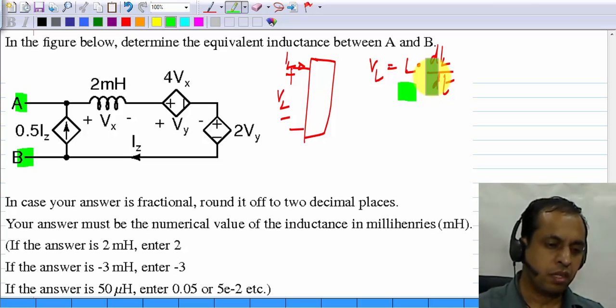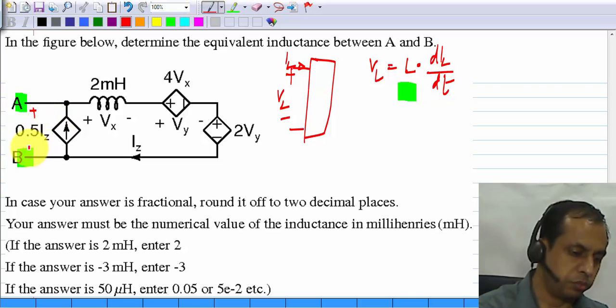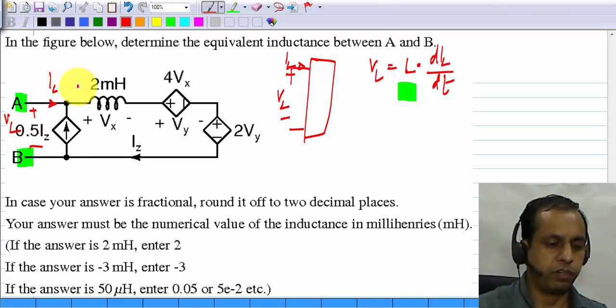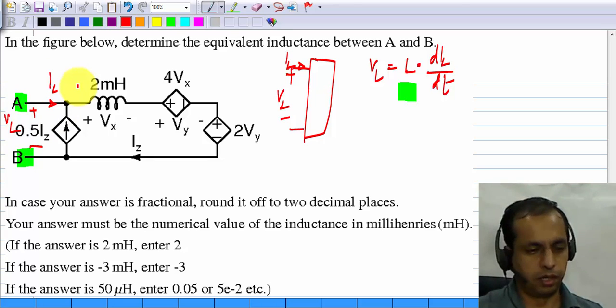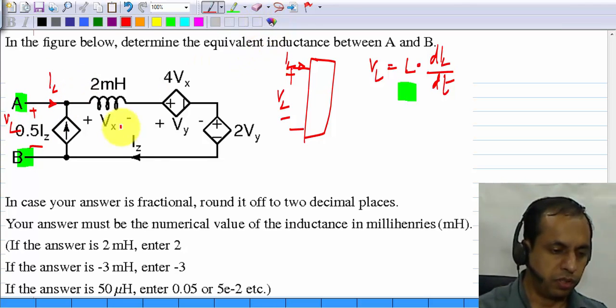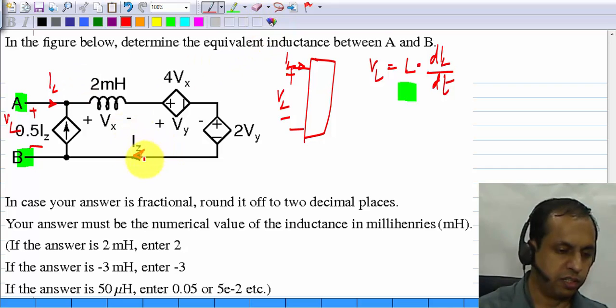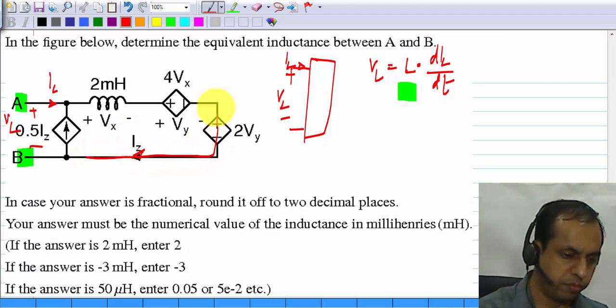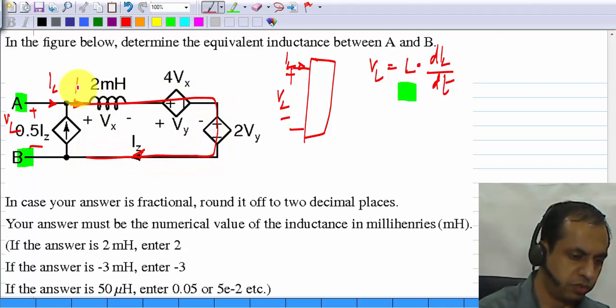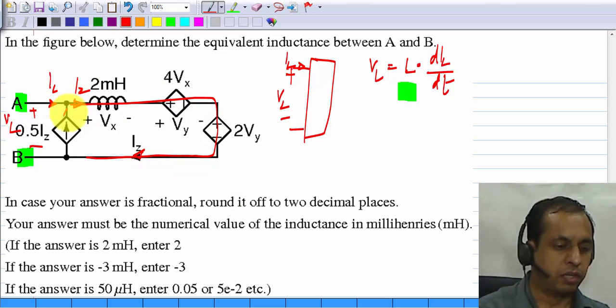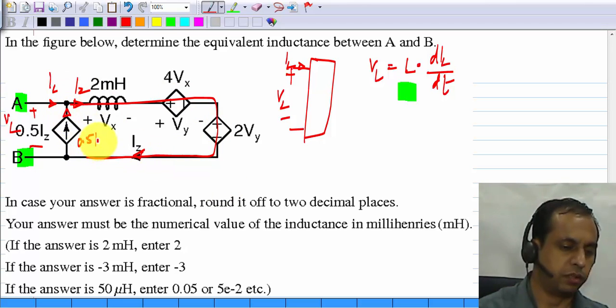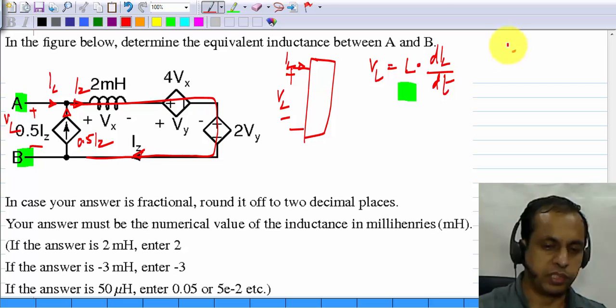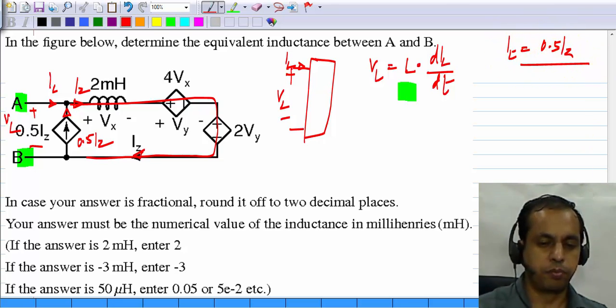Okay, so in this case, let me assume that the voltage between these is VL and the current here is IL. I have to find the relationship between VL and IL. So I see that, first of all, if this is IZ, the same IZ is flowing everywhere. This is also IZ, and what is flowing up here is half of it, 0.5 IZ. So you can see that IL is 0.5 IZ.